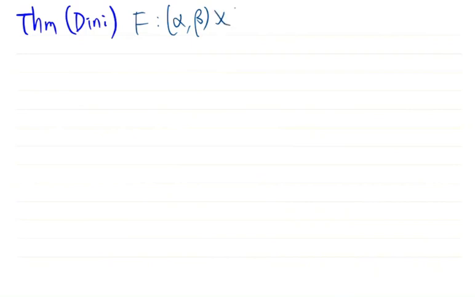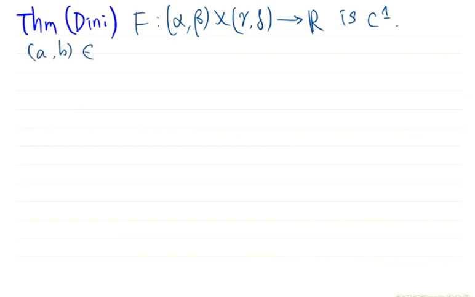Theorem. Dini was an Italian mathematician. Suppose capital F, defined on this rectangle, is C1, and we have a point (a, b) contained in this rectangle, so that F(a, b) is 0.